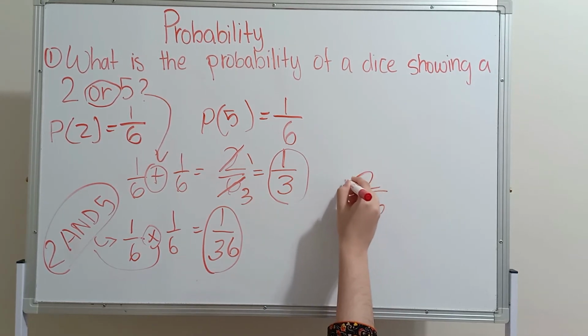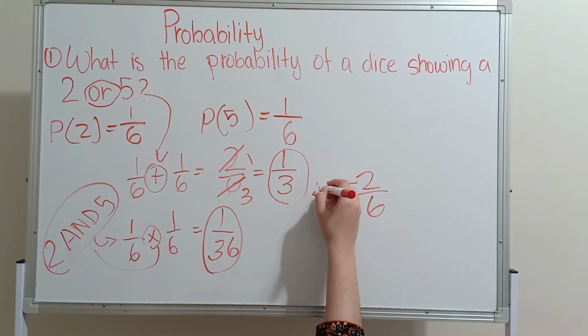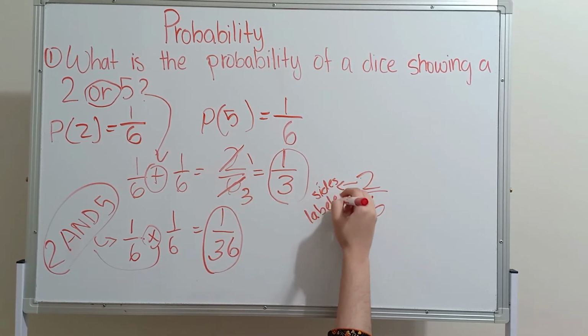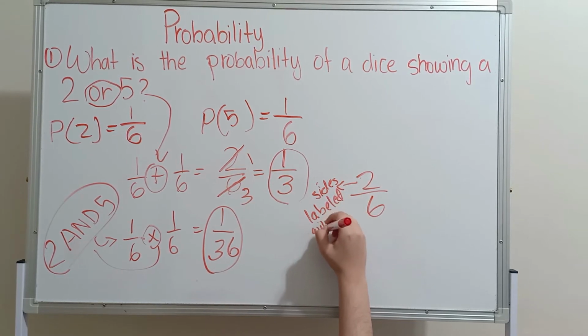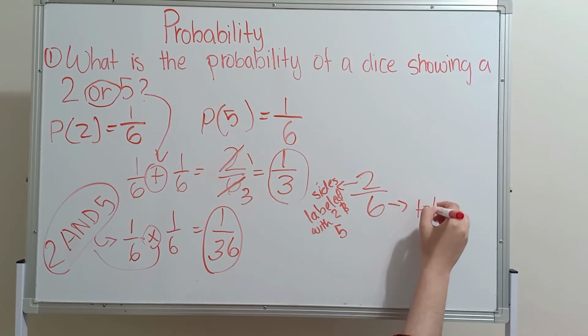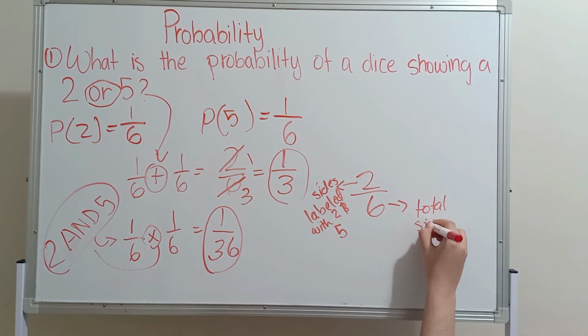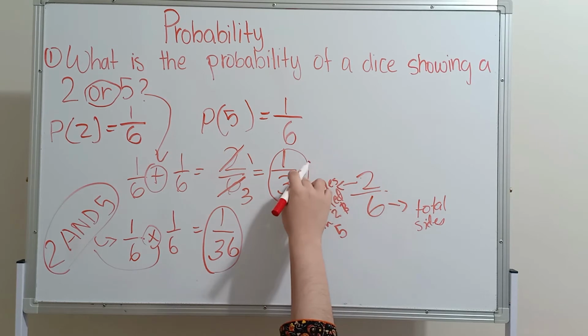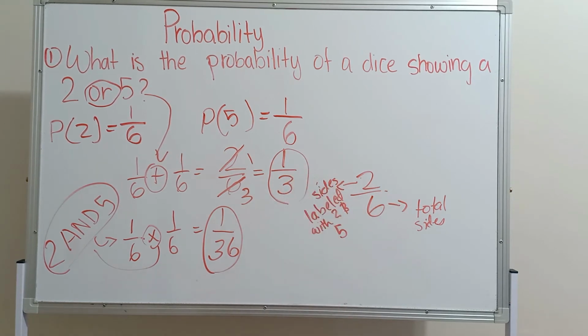So this is the side labeled with 2 and 5. And these are the total sides. So this is going to be our answer, and then when we simplified it, we have the answer 1/3. So now let's move on to our next question.